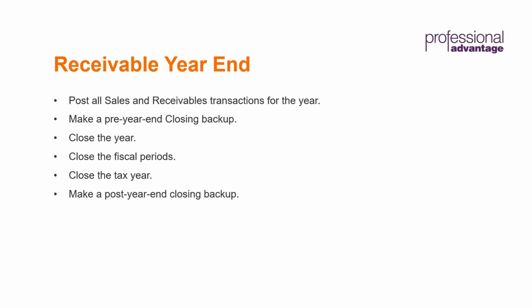The next step is to make a pre-year end closing backup. This backup should be kept safe and in a permanent storage area for any references that may occur in the future. We would then close off the receivables year end under routines, and then naturally we'll go ahead and close the fiscal periods and close the tax year.